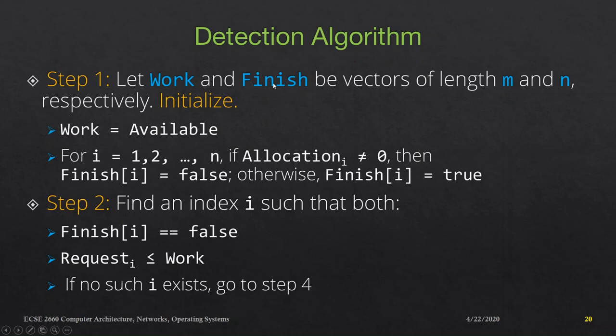We are going to define these 2 vectors, and we are going to set their lengths to be m, number of resource types, and n, number of processes respectively. So work and finish, new vectors, their lengths are m and n respectively. And so step 1 is essentially initialize. How are we going to initialize it?